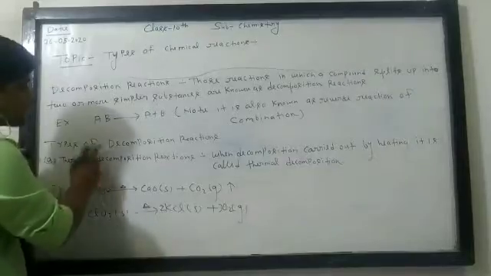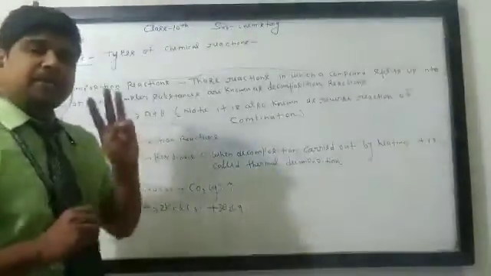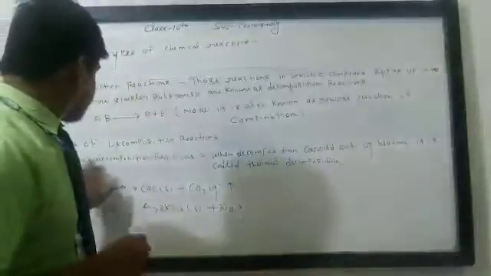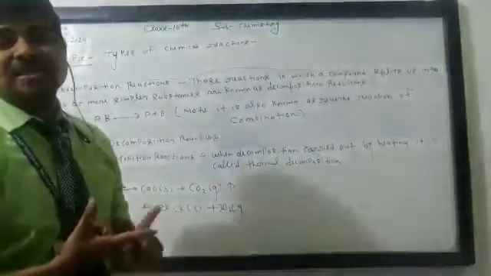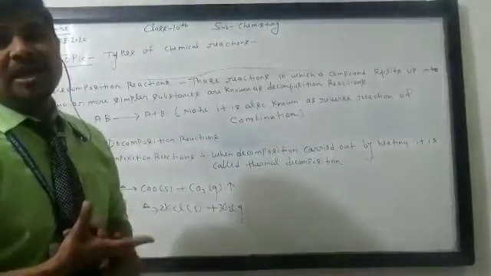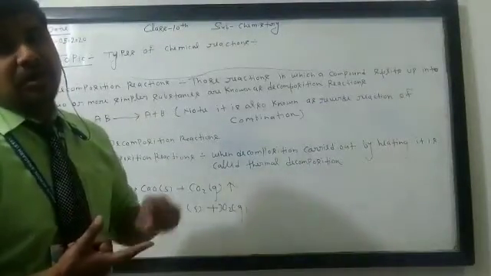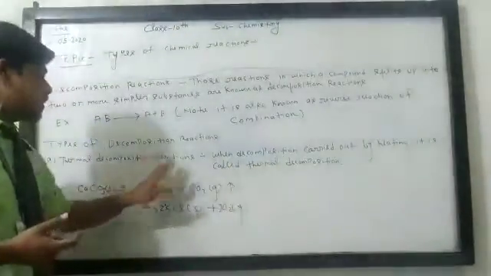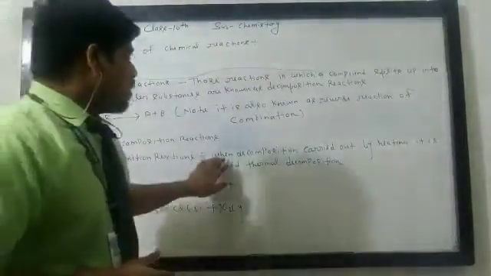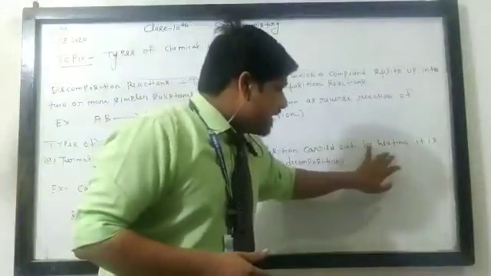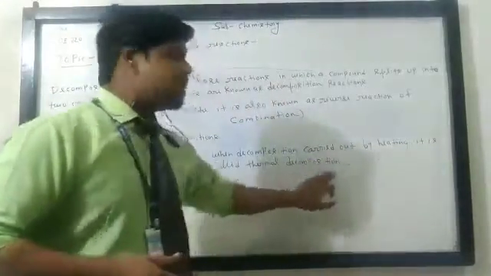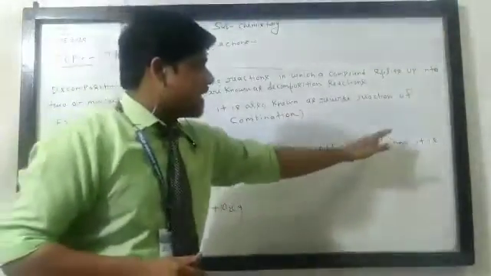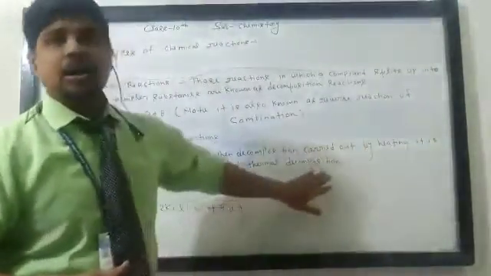Now, types of decomposition reaction. There are 3 main types of decomposition reaction. First is thermal decomposition reaction. Second is light decomposition reaction. Third is electrolysis reaction, or by electricity. Clear? Thermal decomposition reaction: when decomposition is carried out by heating, it is called thermal decomposition.